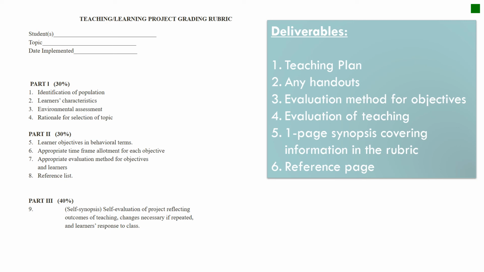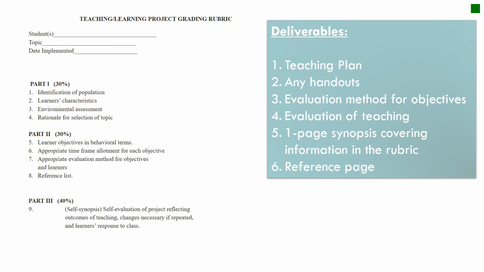And then the evaluation of the teaching. So we want your learners to evaluate you, and so I want to see their evaluations as well. Now, if you did a verbal evaluation for, say, kindergartners, again, that's fine. Just let me know that that's what you've done. And then a one-page synopsis covering the information in the rubric. We're going to talk about that in just a second. And then the reference page.